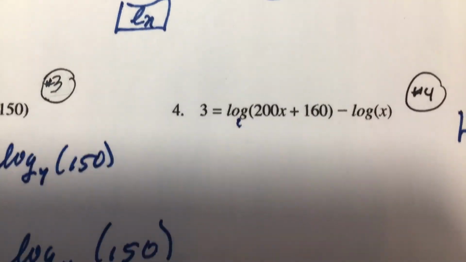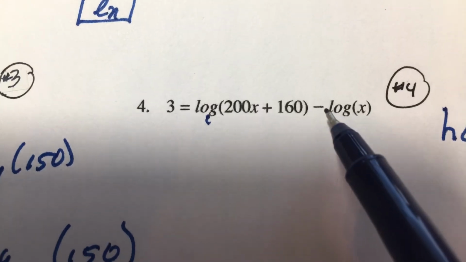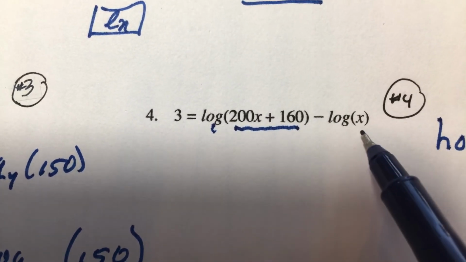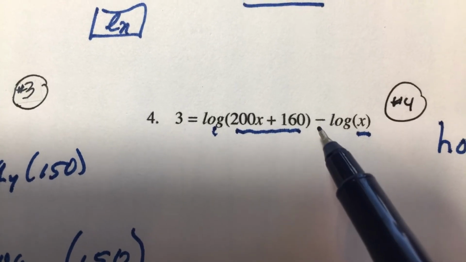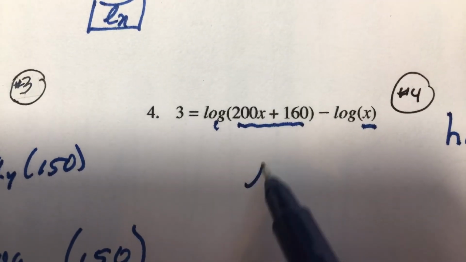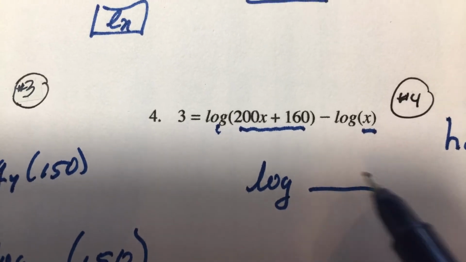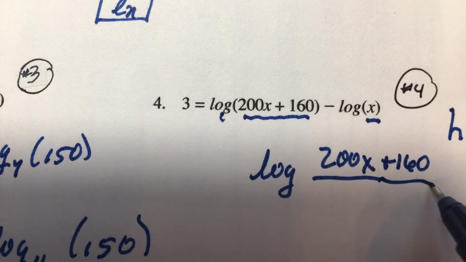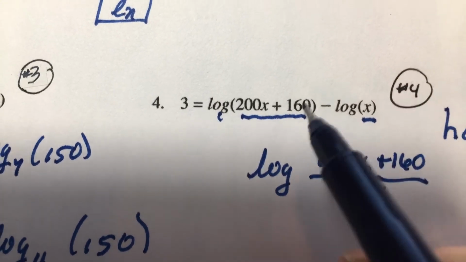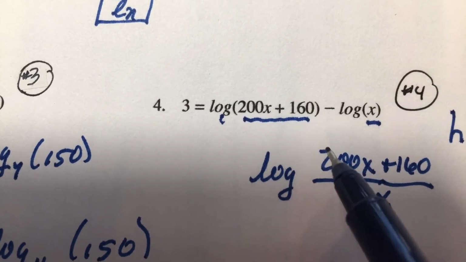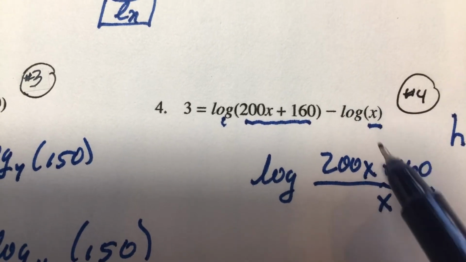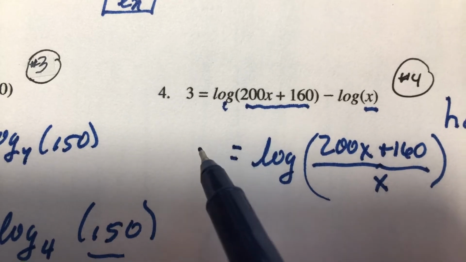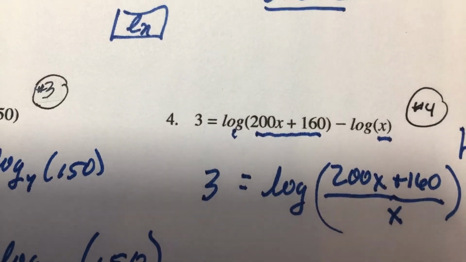Okay? Now logarithms is just the reverse of that. So you would say I'm subtracting. So what should I do with these two pieces? If you're subtracting, then you should divide. So we would have the log of 200x plus 160 divided by this x. And this is always, whatever comes first goes in your numerator, whatever comes after the subtraction goes in your denominator. Okay? Equals 3. Let me change colors here.